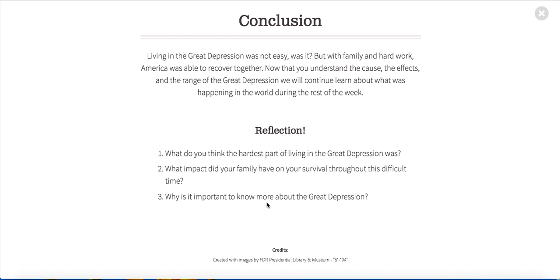Then we will talk more about the Great Depression in class and hope that they have an understanding of how the families have an impact throughout this time period.